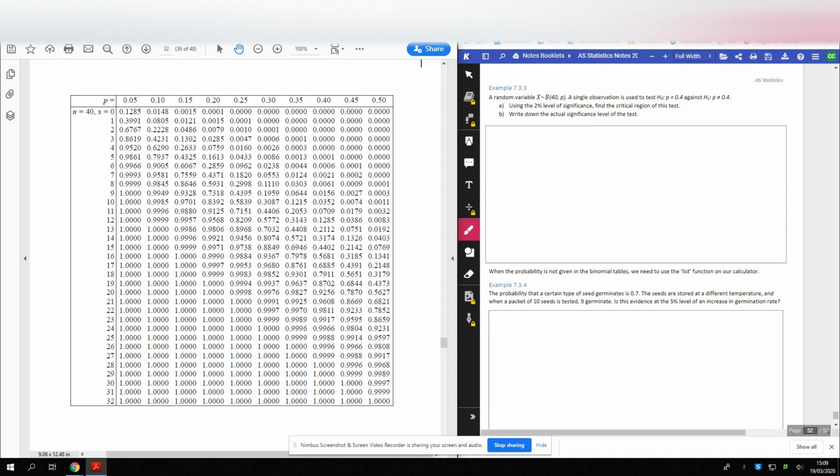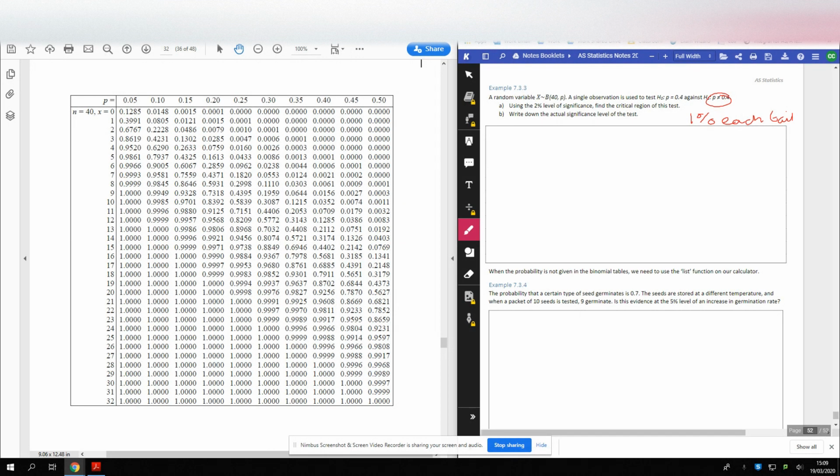Using the 2% level of significance. Now, you will find that most examples work at 5% level, and therefore it's easy to slip up when you get a question that's asking you about the 2% level of significance. So do be careful of that. Because we are on a 2-tail test, that means I'm going to be looking at 1% in each tail. So we need to focus on that.